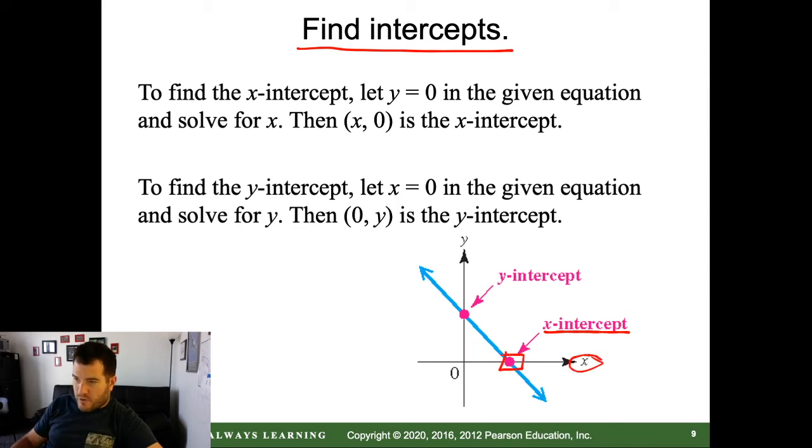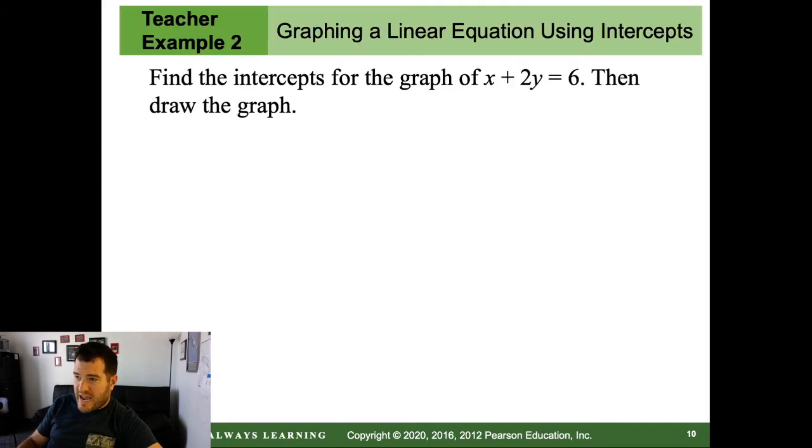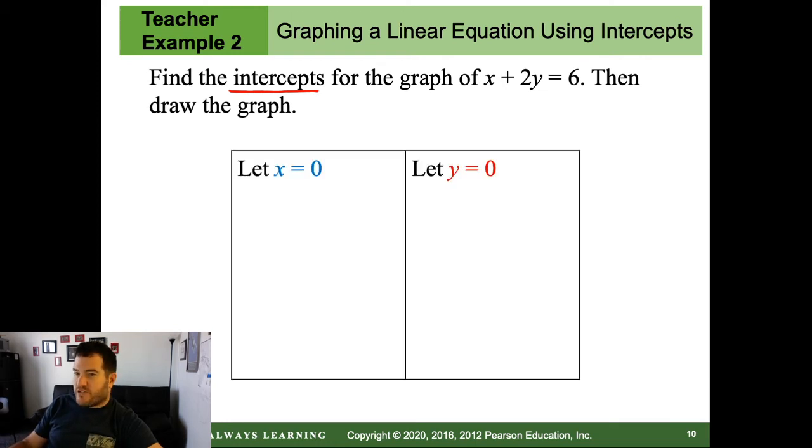Don't worry about these definitions up here. They get kind of confusing. We don't have to worry about those for now. The y-intercept is the point that intercepts the y-axis of your graph. So that's why this is the x-intercept, because this is the x-axis. It crosses right there. This is the y-intercept because that is the y-axis. So it says find the intercepts of the graph x plus 2y equals 6. Then draw the graph. Basically what you do is you let x equal 0 and you let y equal 0. I'll give you a couple minutes to try that out.